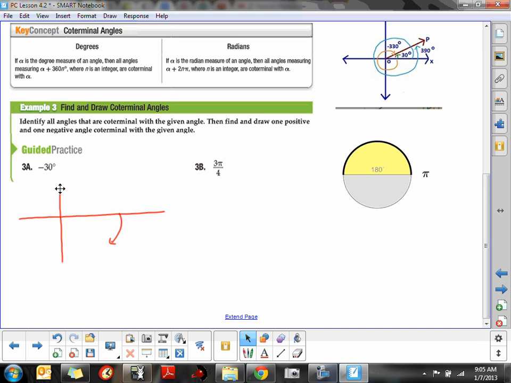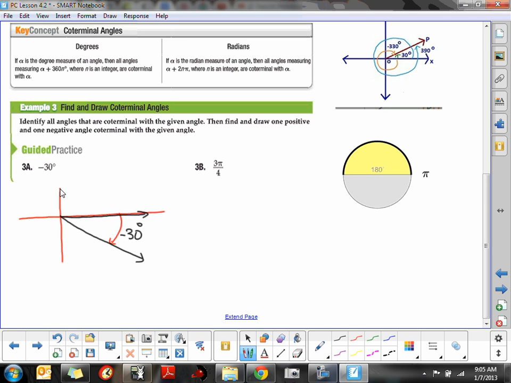Our initial side in standard position is on the positive x-axis. Since it was negative, we're going to rotate clockwise. So there's our terminal side. This is a negative 30-degree rotation. Let's name all the angles that have the same name as this negative 30-degree angle.